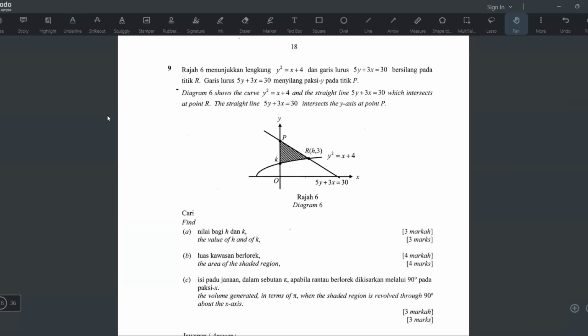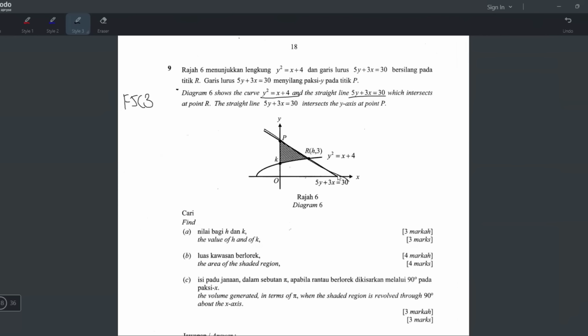Okay, now we are at number 9. Okay, this one is confirm integration. Confirm. From Form 5 chapter 3. Okay, diagram 6 shows the curve y square equals x plus 4. Where is it? Okay, this one. And the straight line 5y plus 3x equals 30. So there's a straight line here. And then they intersect at point R. Okay, point R.